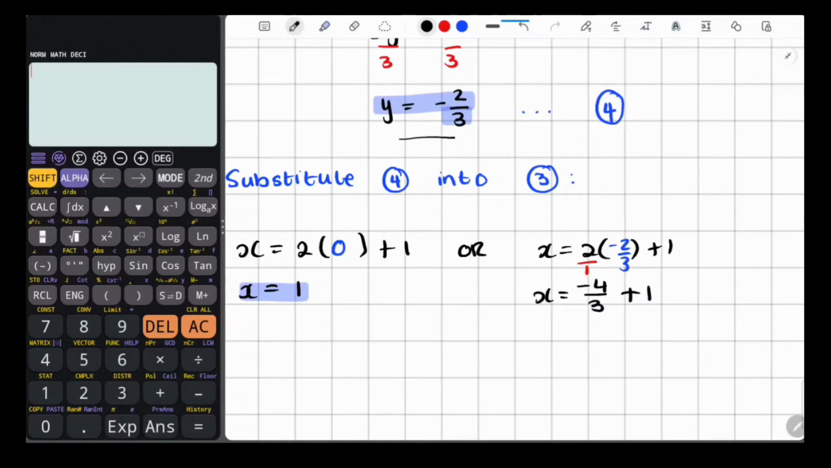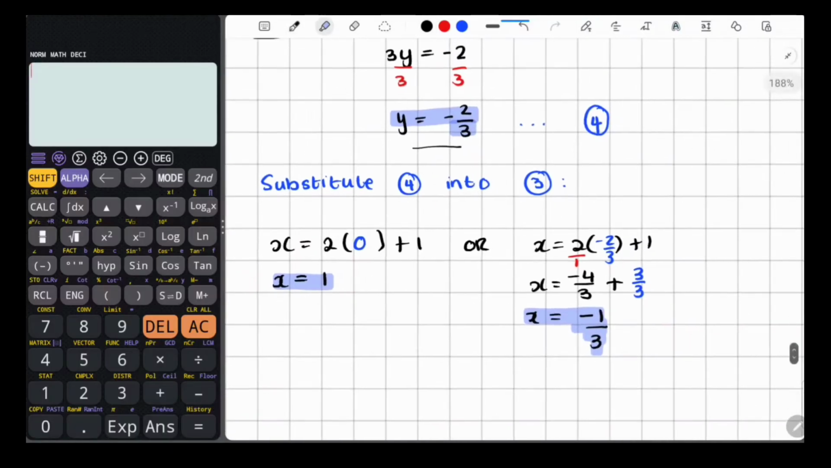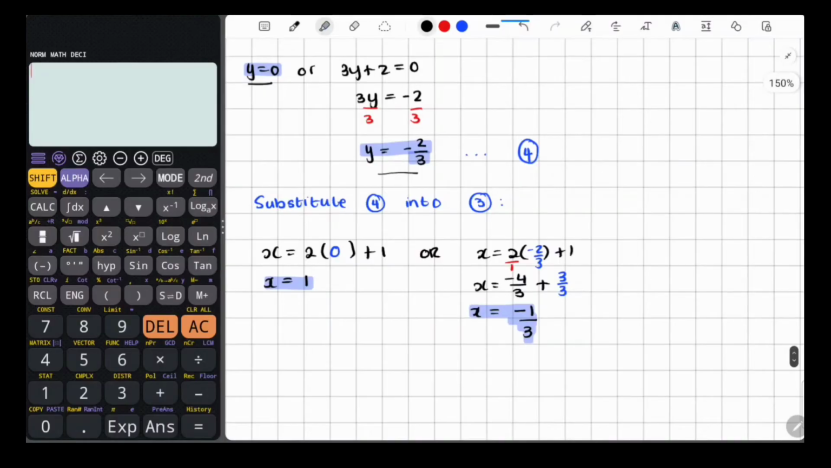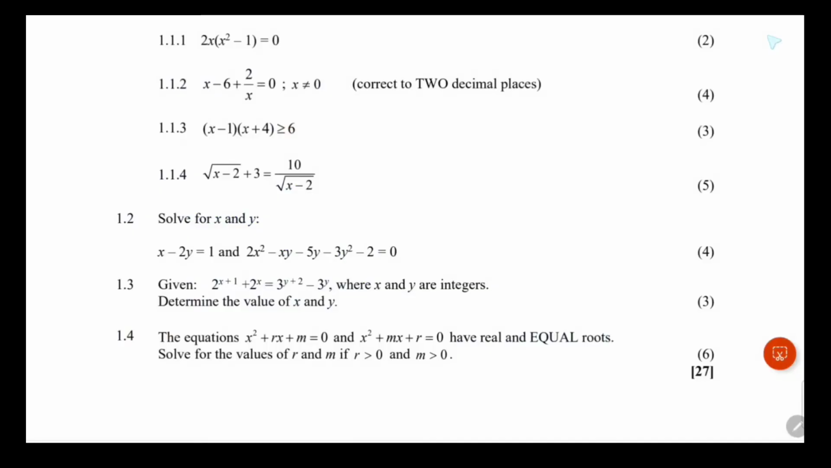You can put this on the calculator, but I would also just do this instead. I'll change the plus 1 so that the denominator is 3. I'll change the plus 1 to a 3 over 3 instead. And so we can have negative 4 plus 3. That's like saying positive 3 minus 4, which is negative 1. So that's negative 1 over 3, the denominator stays the same. So that's our answer. x is equal to negative a third. So those are our answers for the simultaneous equations. Okay, moving on to the next question.